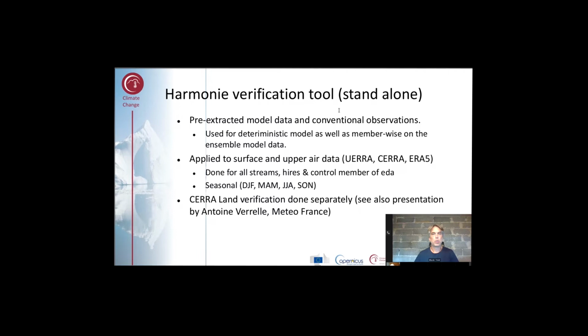We do that to the surface and upper air data, and it's done for all the streams, for high-res and the EDA, but for the EDA we only do it for the control member, because we assume that the other members are comparable to the EDA member. It's slightly less quality, of course, since they are perturbed. And we do it seasonally: December, January, February, winter season, and we have spring, summer, and then autumn seasons as well.